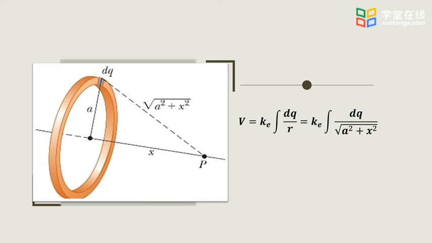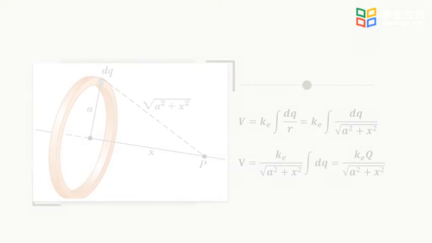k_e is a constant and can be moved out of the integral sign. Noting that here, a and x stay constant for this integration, so they can also be removed from the integral. We integrate dq and obtain this expression. No vector considerations are necessary here because electric potential is a scalar quantity.